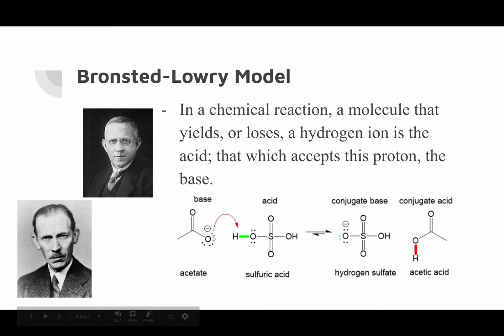And one thing that directly follows from this definition is that whenever you have an acid, you also have a base. Then there's also the conjugate acid, conjugate base concept, because the original base, after accepting a hydrogen ion, can also lose that hydrogen ion to return to its original state, so it has a conjugate acid. Likewise, the acid, after donating its hydrogen ion, can reaccept the hydrogen ion, so it serves as a conjugate base.